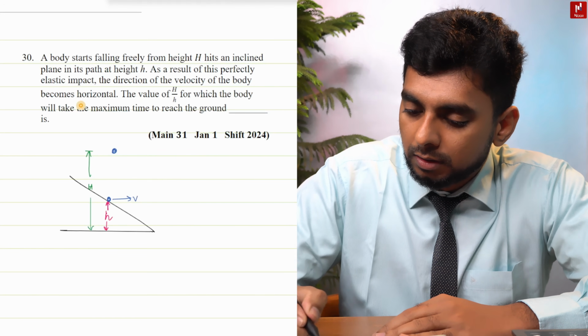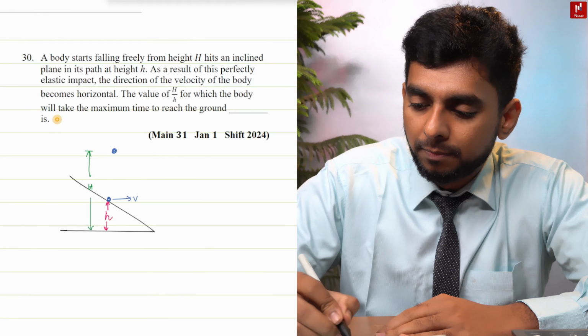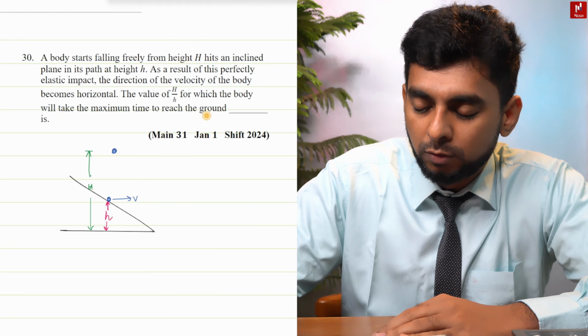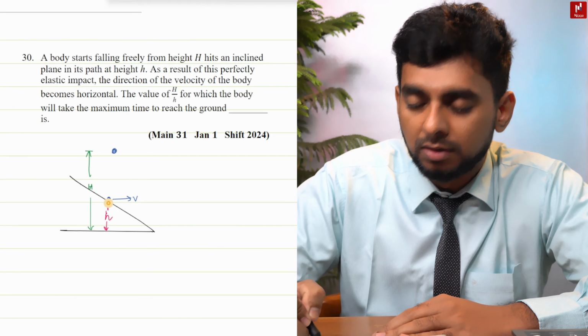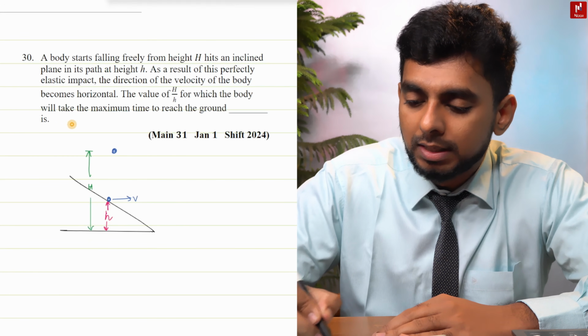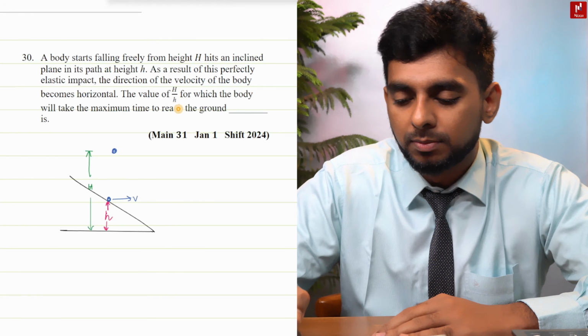Fine. Okay, the value of capital H divided by small h for which the body will take the maximum time to reach the ground is. Okay, so how should the ratio of capital H divided by small h be so that it's going to take the maximum time to reach the ground? So I have to get this ratio, which is capital H by small h.